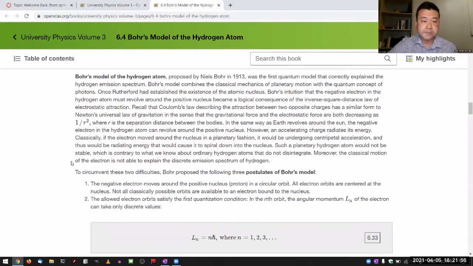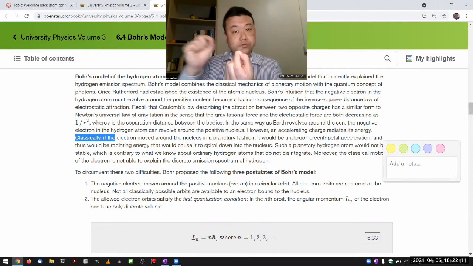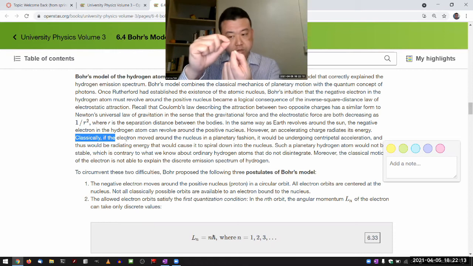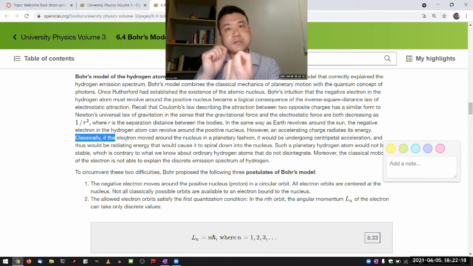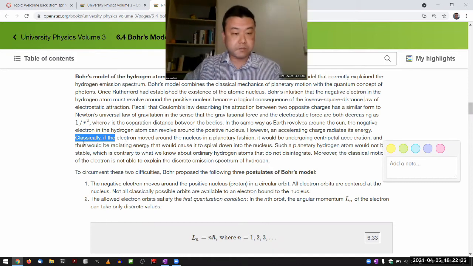This is the key part that I want you to have a good understanding of. Classically, this is the model of an atom where we have a dense nucleus and an electron attracted to the nucleus, but still in a stable arrangement. Thinking classically, you have to make it go around in an orbit. This sentence is describing the consequence of such a model.